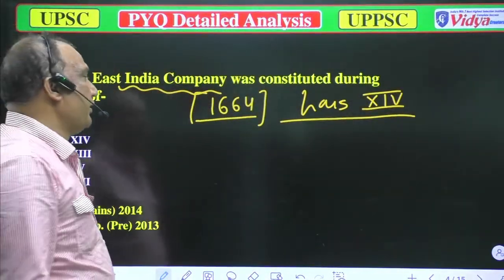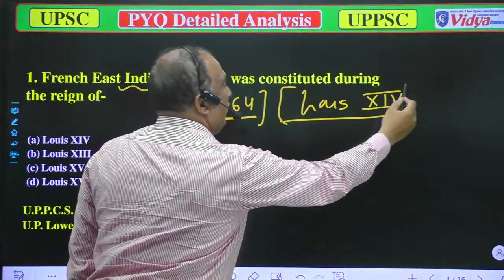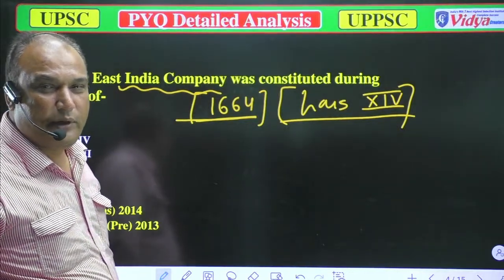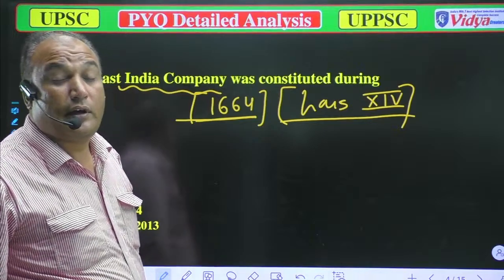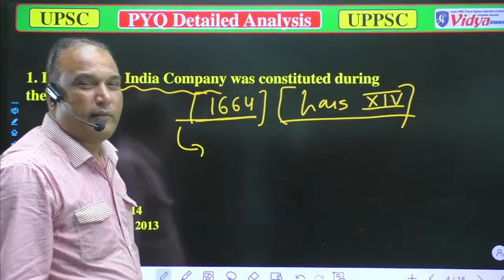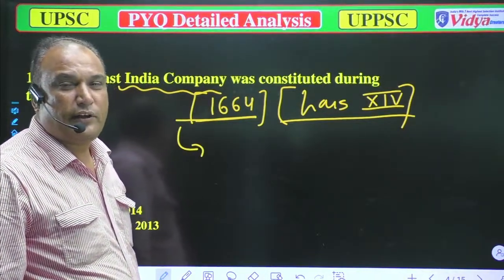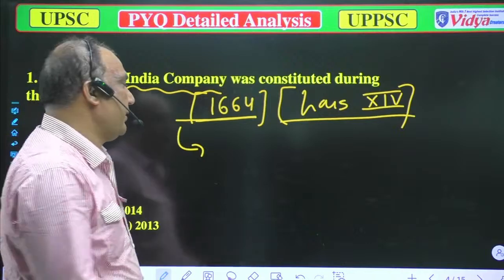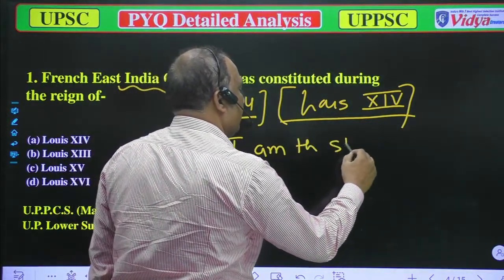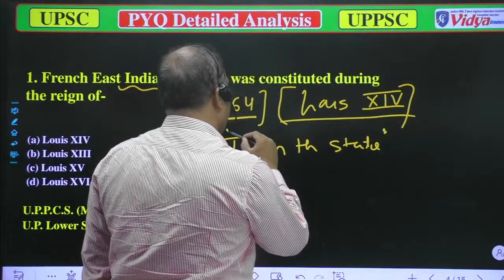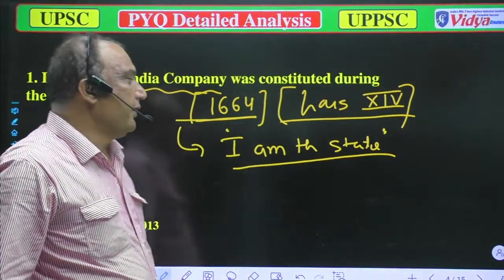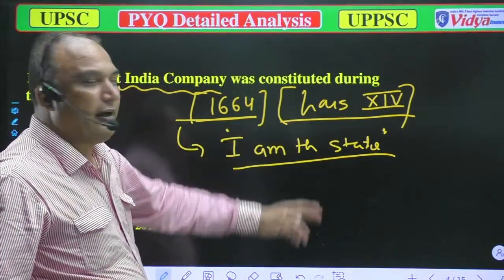Louis XIV. So that was the time, and he was the king of France who gave permission to establish a company to trade in India. His statement is so famous that he claimed, "I am the state." That question has also been asked in a question paper. So that was the statement made by Louis XIV.